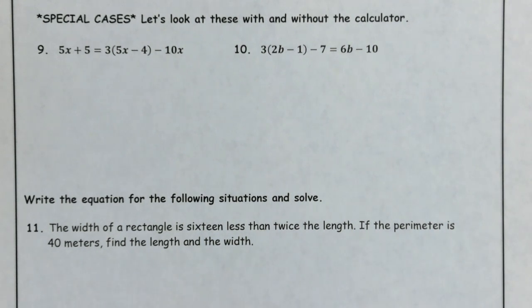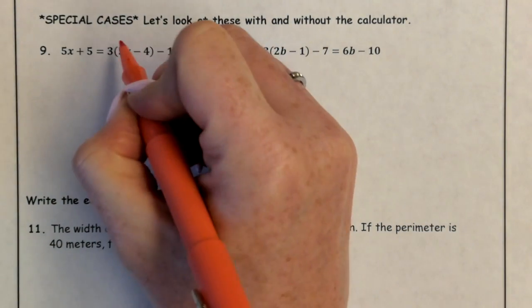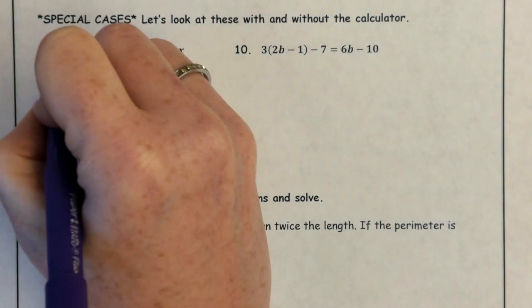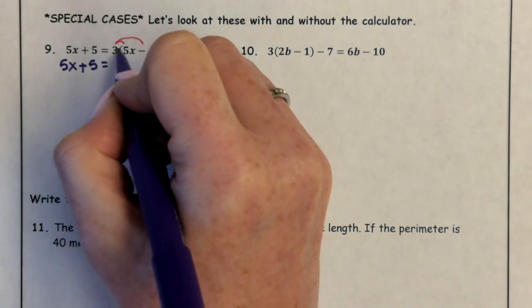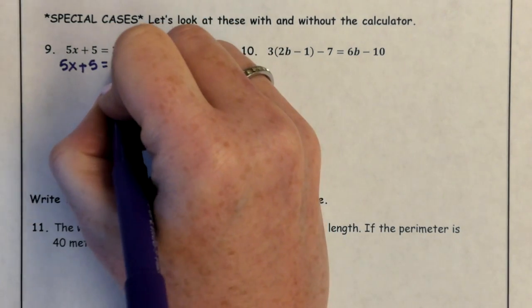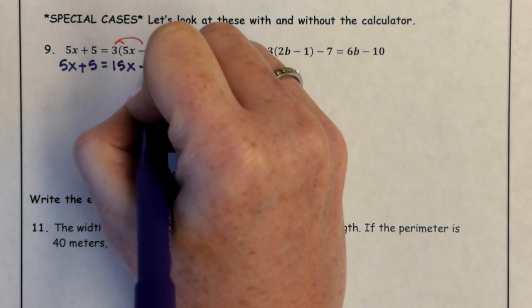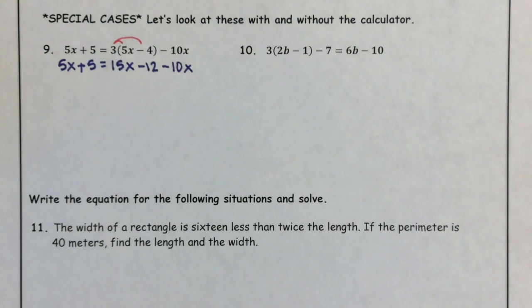Okay, so let's go ahead and use our same steps just like we were doing the other problems and then see what happens that's different. So the first thing I see is some parentheses, so I need to use the distributive property. I'm going to drop everything that I don't use. Then 3 times 5x is 15x. 3 times negative 4 is negative 12. And then I'm going to drop the negative 10x.